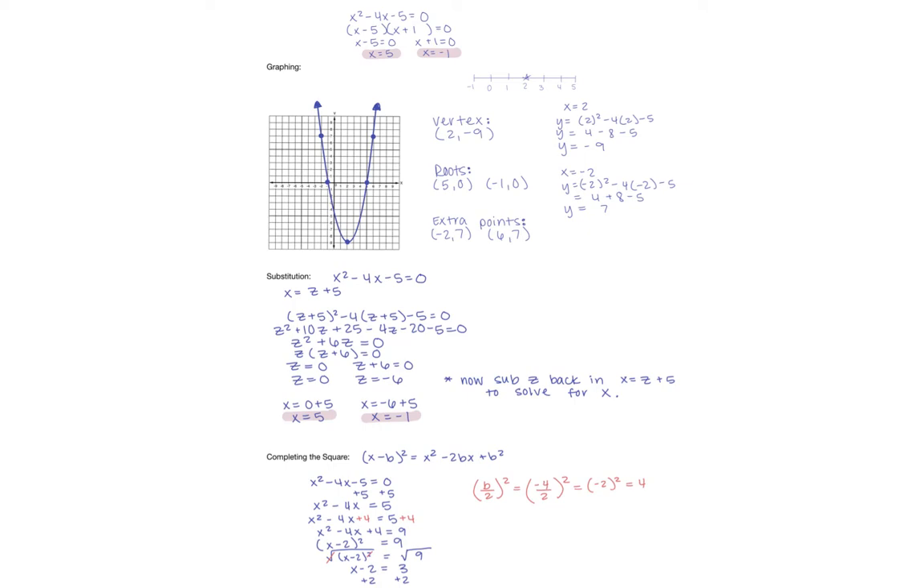Then solving by graphing. So first thing I did is I knew from factoring that my roots were going to be (5, 0) and (negative 1, 0). So I plotted those points. Then from there I found the vertex. You can see up at the top I used a number line. So I went from negative 1 to 5, and I just went in each time until I was at my middle point. And then once I knew that x was going to be 2, I substituted that in to find y.